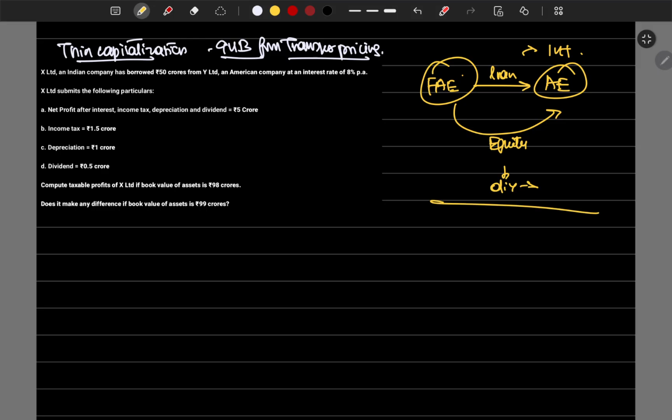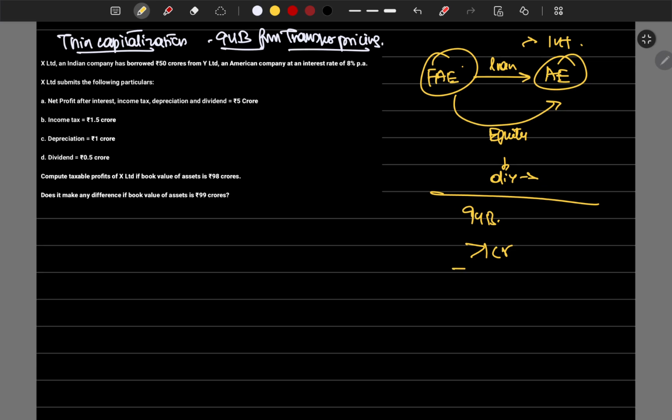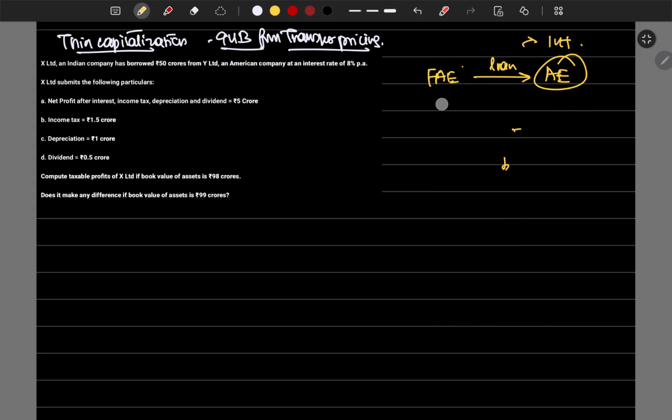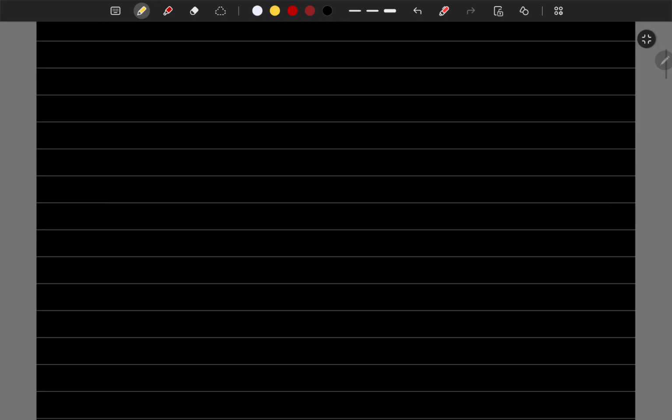So they have brought in the concept which is 94B thin capitalization. Thin capitalization says that if you are paying more than 1 crore interest, you will compute the allowable interest under the provisions given in 94B. That is nothing but 30% of EBITDA. So we have to check the actual interest we deducted and 30% of EBITDA, whichever is lower is the deductible interest as per 94B. So this is the concept. With this idea we'll just solve this problem.